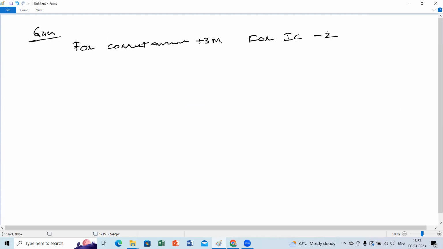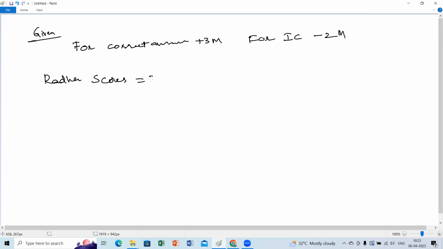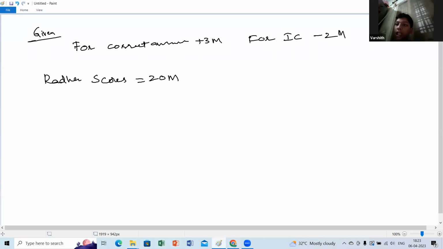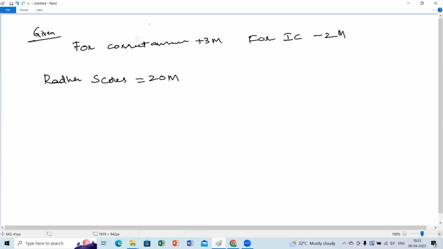Minus 2 marks. Okay. What about Radha? Radha's score is how much? Ma'am, 20 marks. She got how many correct? Ma'am, 12. 12 correct. So you should find out how many incorrect. How many attempted incorrectly?